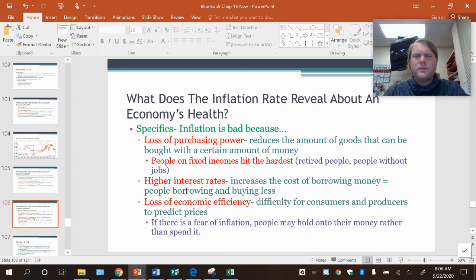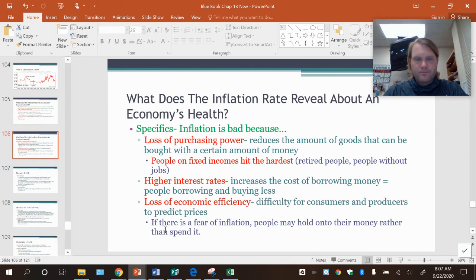And it also loses some efficiency, meaning that if we believe that prices are going to go up tomorrow, we're going to hurry to spend money today. If we think that prices are going to go down tomorrow, we're going to hold on to our money. Or if prices are going to go down next year, we're going to hold on to our money and try to save it for the long run. Okay, so it loses some efficiency there.